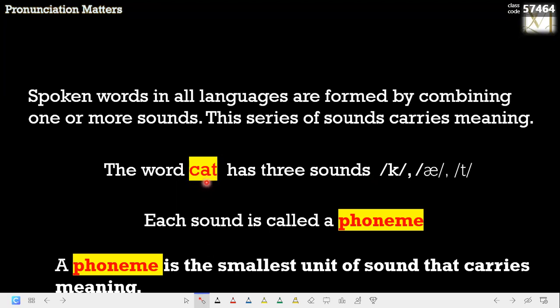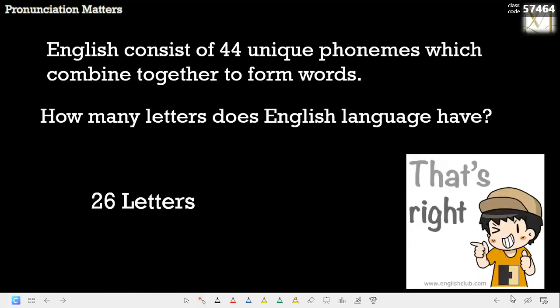K, a, t. And these three sounds form the meaning of the word, okay? Each sound is called a phoneme, okay? So what is a phoneme? A phoneme is the smallest unit of sound that carries meaning.